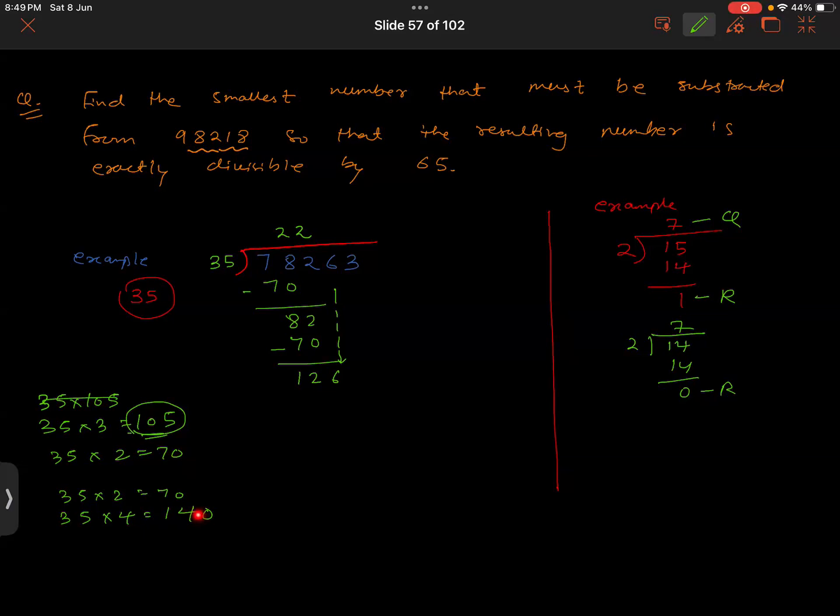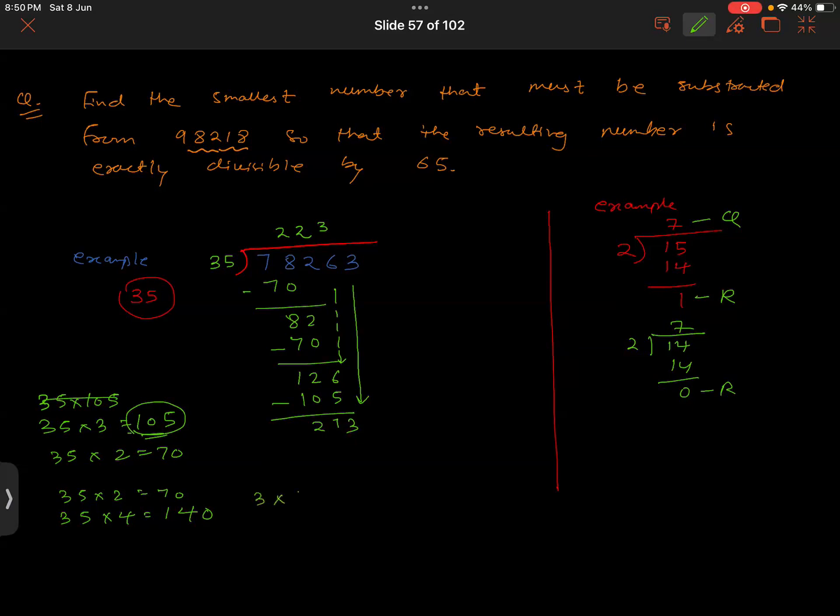We would subtract 105. So 35 3s are 105. Again, subtract this. What is the answer? 126 minus 105 is? 6 minus 5 is 1, then 2. So 21. Again, we will bring the 3 here. Now we have got a bigger number, 213, bigger than 140.